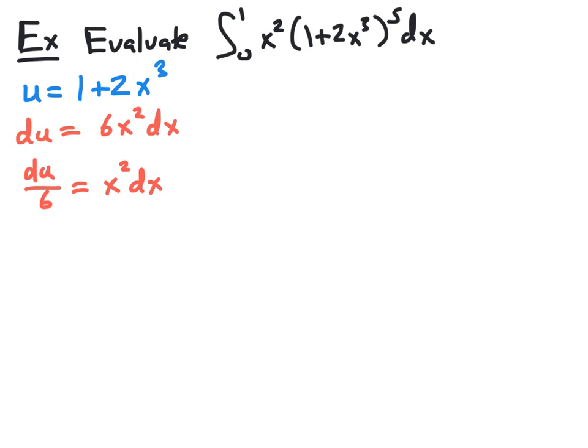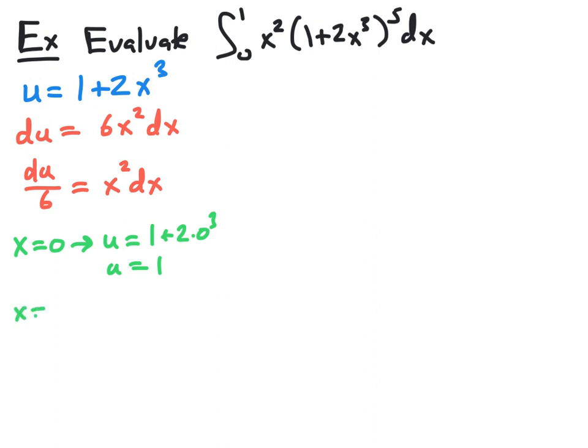In this particular example, we're going to change the limits of integration to be in terms of u. And so to do that, we're going to look at each of them separately. So I'll start with x equals 0, the lower limit, and we'll compute the appropriate value of u from that. And so using our equation that u is 1 plus 2x cubed, u is going to be 1 plus 2 times 0 cubed, which of course is going to be u equals 1. 1 plus 0, which is 1.